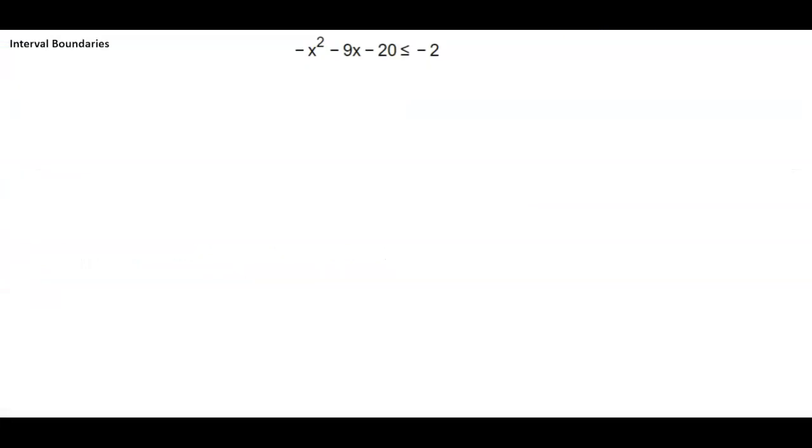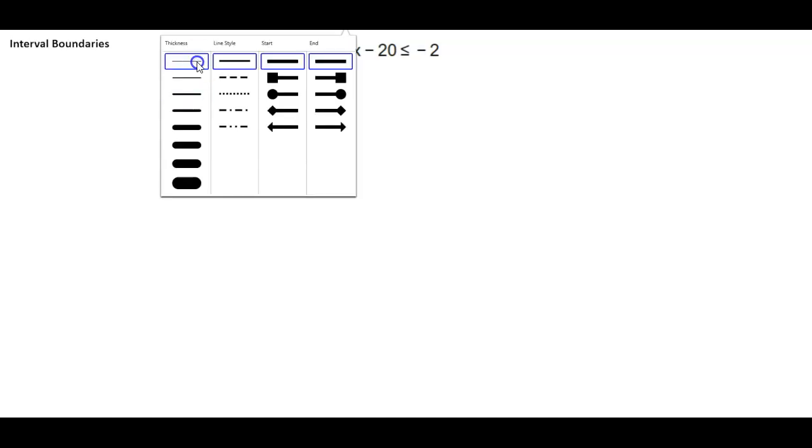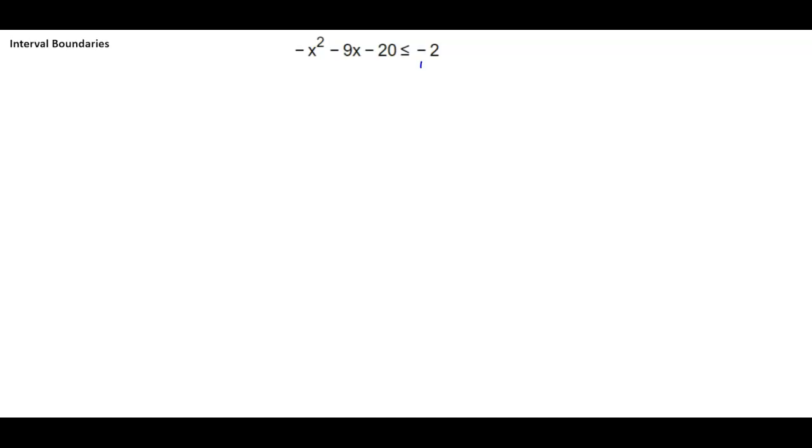Okay, so the first thing we always want to do is make sure that we have 0 on the right side of the inequality. So the first thing is to add 2 to both sides. Okay, so now we have negative x squared minus 9x minus 18, which is less than or equal to 0.